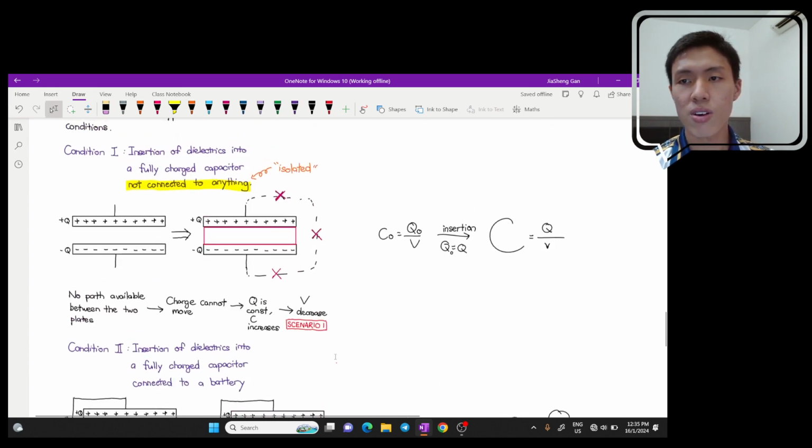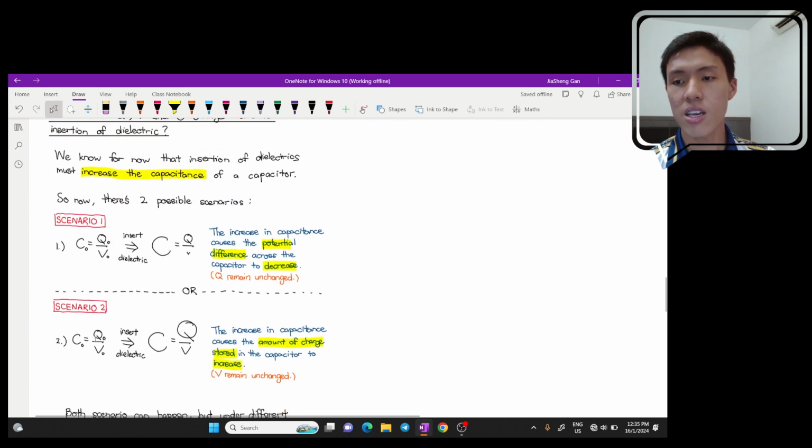So coming back to what we discussed earlier, if you want scenario 2, where V remains unchanged and the increase in C causes an increase in Q, what do you have to do? You have to make sure V remains unchanged by connecting the capacitor to the power supply while inserting the dielectric. You have to insert the dielectric while it is connected to the power supply. Then V will not change. If V will not change, then it has to be Q that changes.